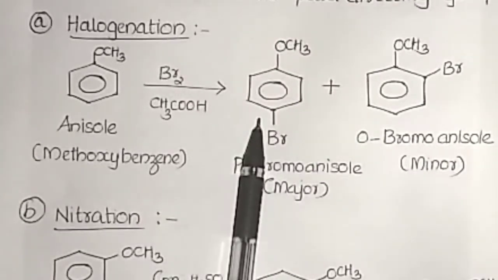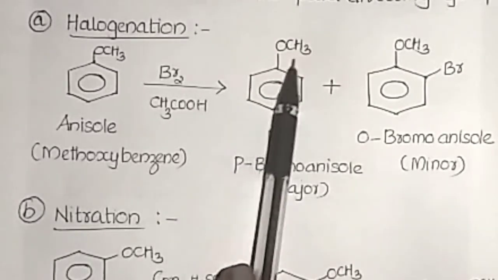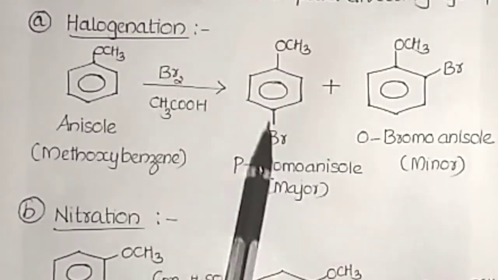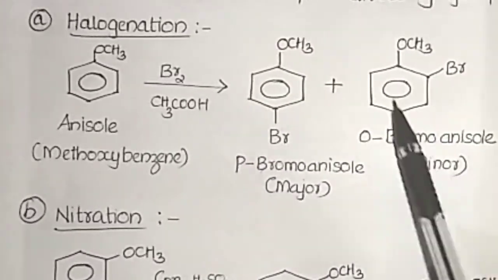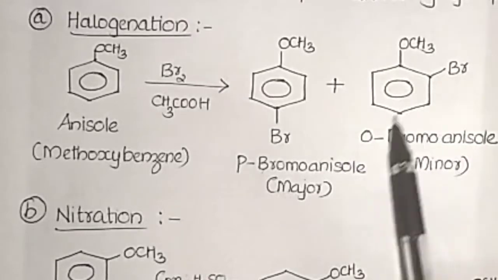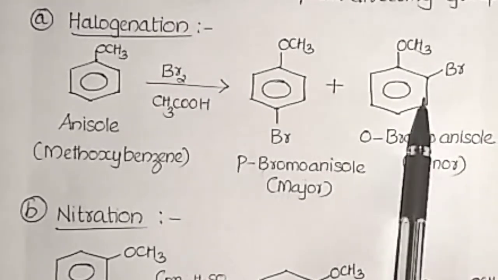This is the major product, because para products are major to avoid repulsion between the substituent groups. We also get ortho-bromoanisole in the mixture. This is the minor product.